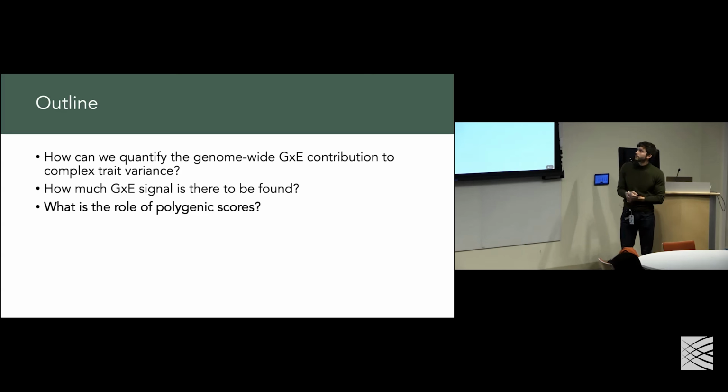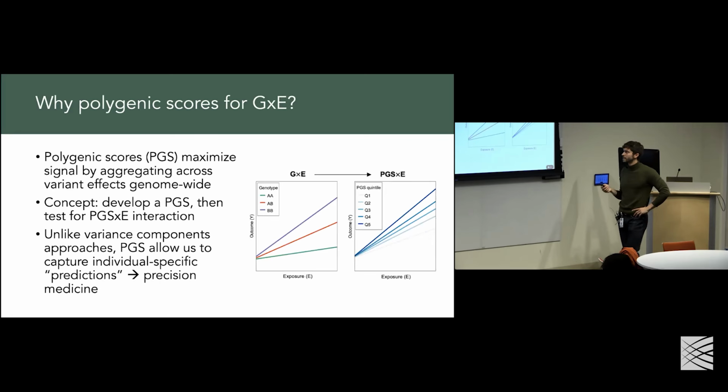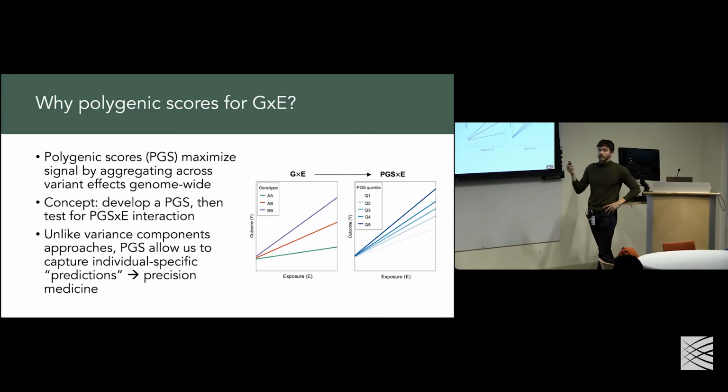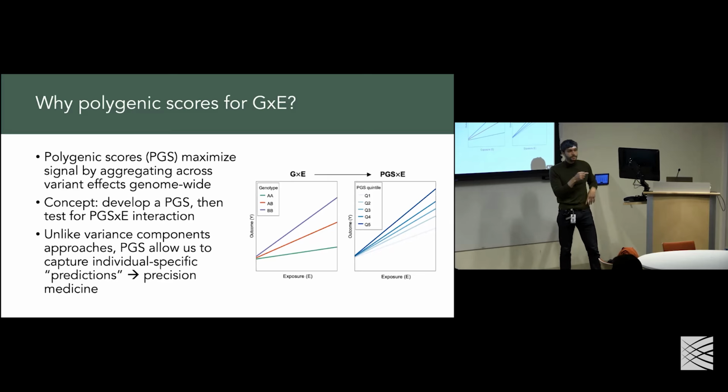So then finally, to wrap up, what is the role of polygenic scores? When we're talking about genome-wide approaches, obviously polygenic scores are something that come to a lot of people's minds, and it's something that we've worked on a little bit. Polygenic scores, just to make sure everyone's on the same page, maximize signal by aggregating across genetic variant effects genome-wide.